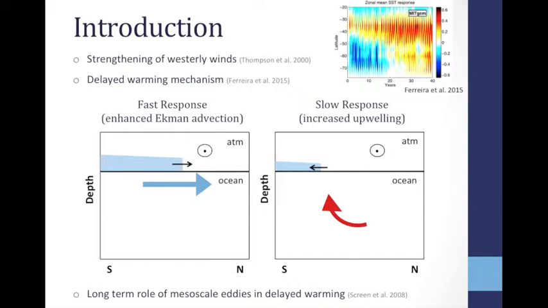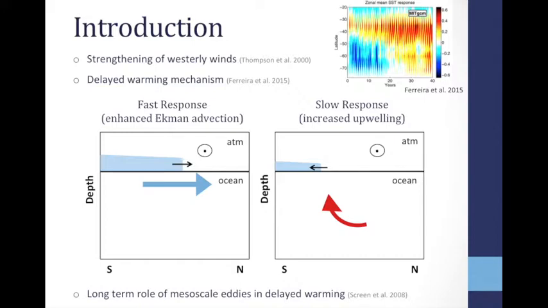Over the last 30 years, the scientific community has observed a strengthening and a poleward shift of the westerlies. The westerlies are actually the most influential winds in the Southern Ocean. A study links an increase in westerly winds to the delayed warming mechanism. This mechanism involves a two-step response. First, there is an increase in Ekman advection.